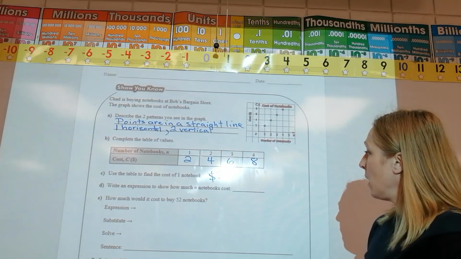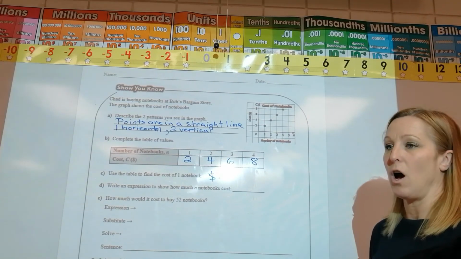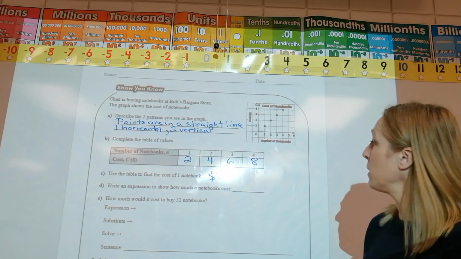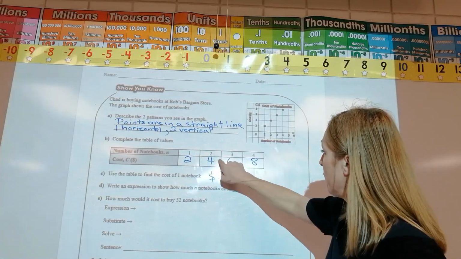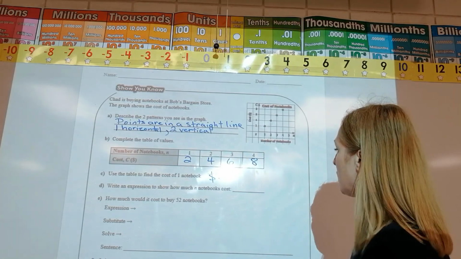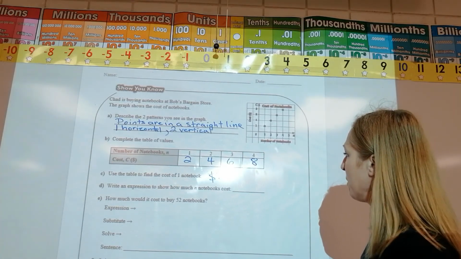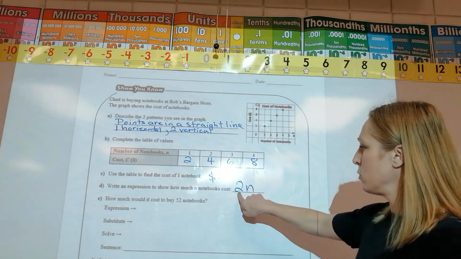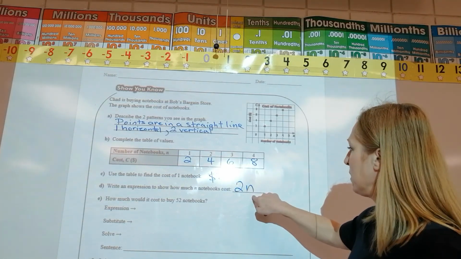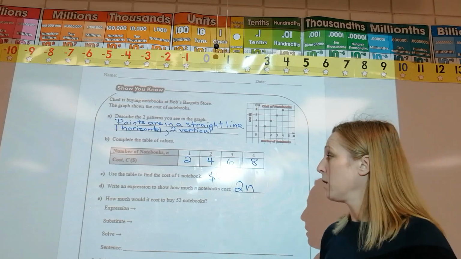Write an expression to show how much N notebooks cost. So remember, when we're looking for an expression, we're figuring out how we're getting from X to Y. Well, if I look each time, I am just simply multiplying by 2. So my expression is 2N. 2 multiplied by the number of notebooks.